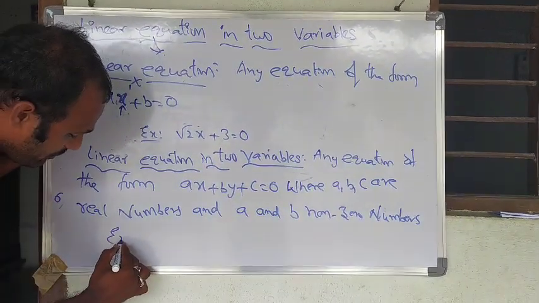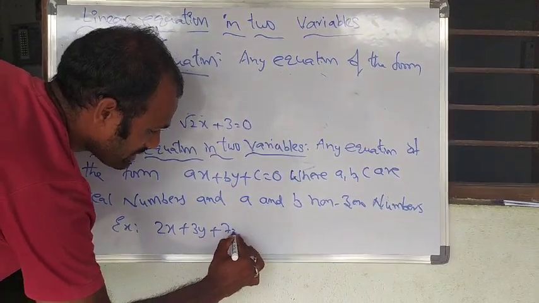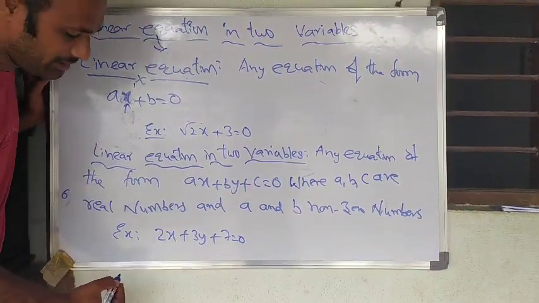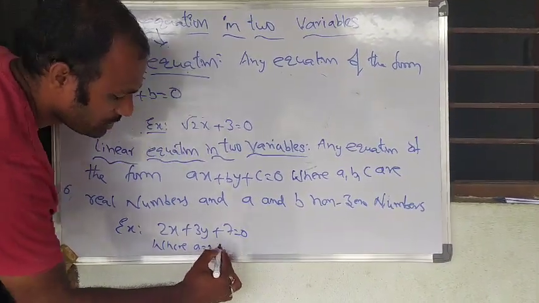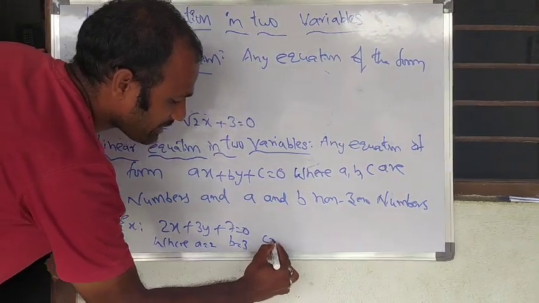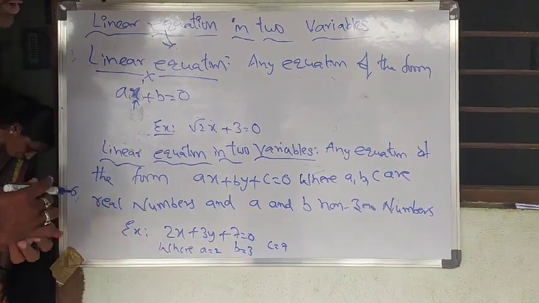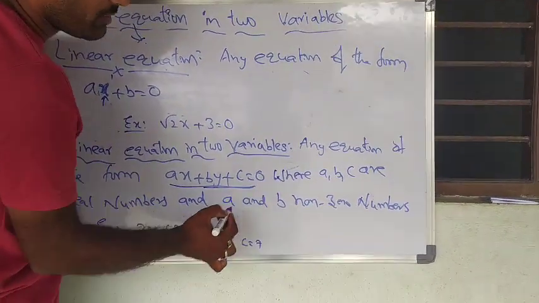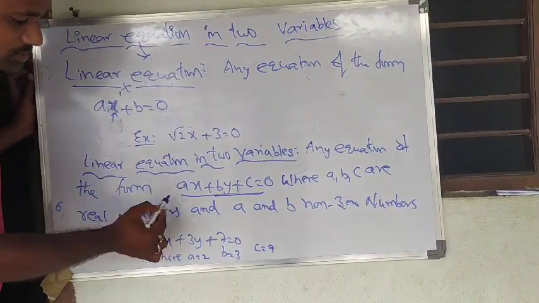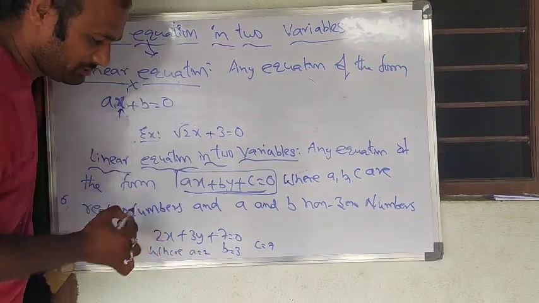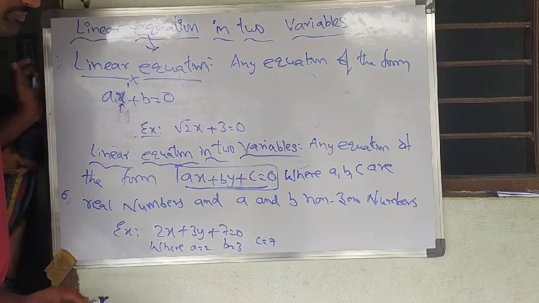An example for linear equation in two variables: we can take 2x plus 3y plus 7 is equal to 0. Any coefficients we can take, where a is equal to 2, b is equal to 3 and c is equal to 7. So this is a linear equation in two variables. If it is in the form ax plus by plus c is equal to 0, we call it a linear equation in two variables. This is called the standard form, where a is 2, b is 3 and c is 7.